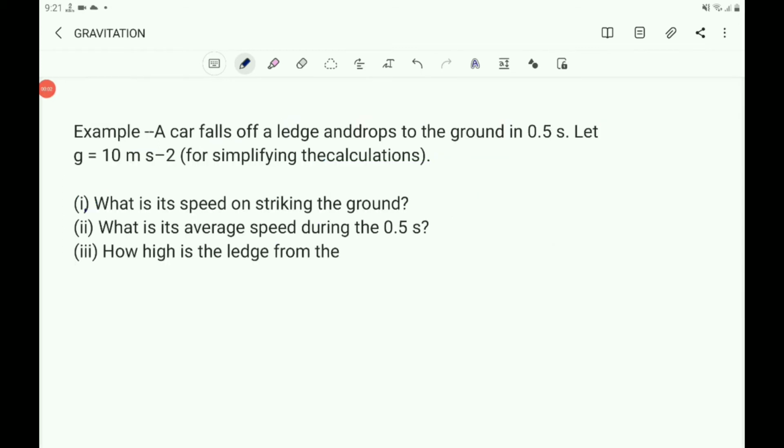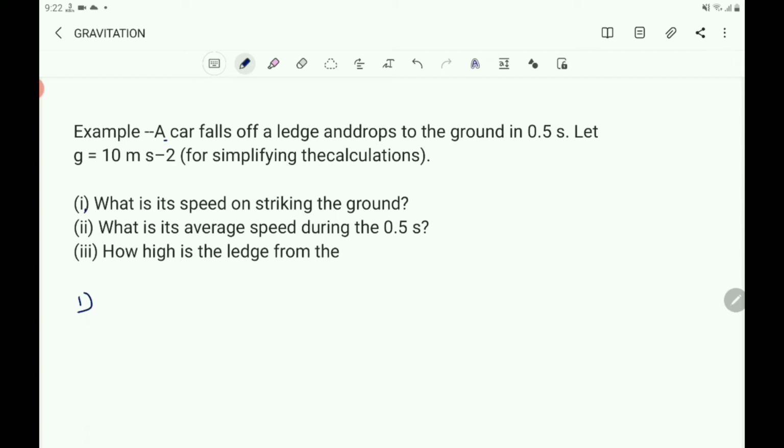Now let us solve the examples based on the equations of motion under the influence of gravity. The first question is, a car falls off a ledge and drops to the ground in 0.5 seconds. Let g equal 10 m/s squared. First one, what is the speed on striking the ground? Second question, what is its average speed during the 0.5 second? And how high is the ledge from the ground? So here, you take the solution for the first one.